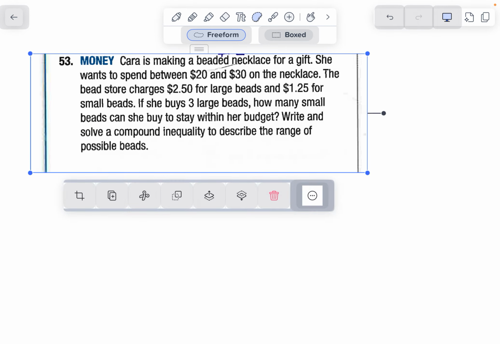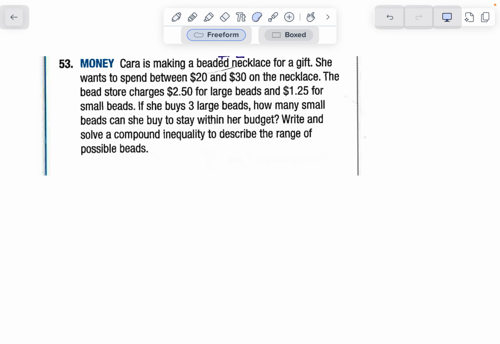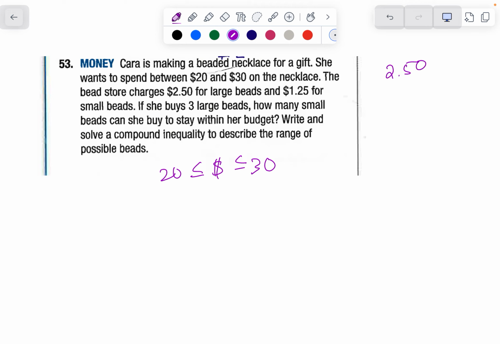Okay, so let's take a look at 53. It says Kara's making a beaded necklace for a gift. She wants to spend between $20 and $30. So we can say that the amount of money she wants to spend is between 20 and 30. So before we even move on, we can kind of just generalize that the amount of money she has to spend is between 20 and 30. That's a betweenness, okay? The bead charges $2.50 for large beads, $1.25 for small beads. She buys 3 large beads. So if we know $2.50 is 1 bead, if we multiply by 3, she has already spent $7.50.